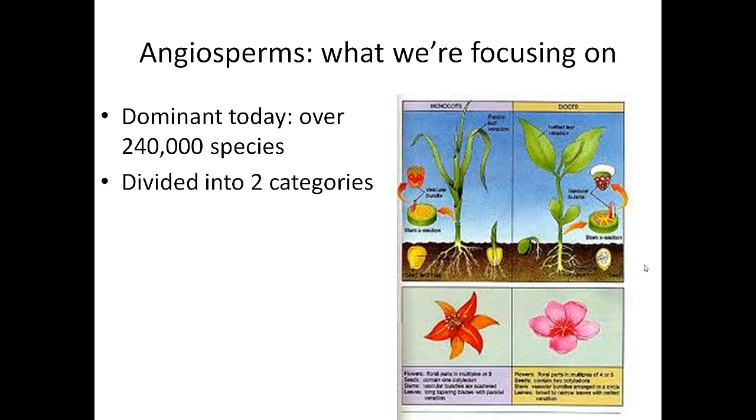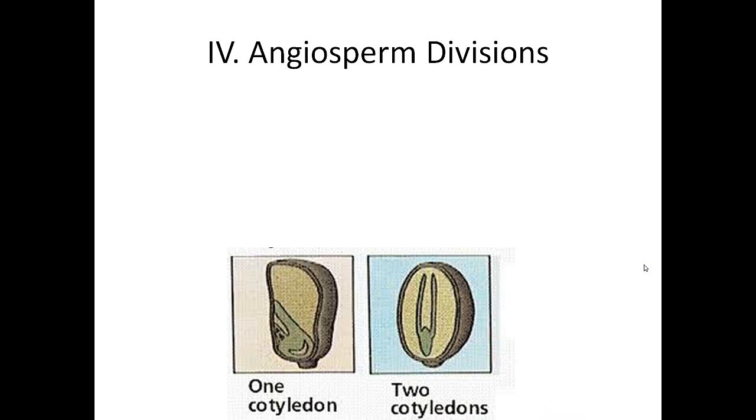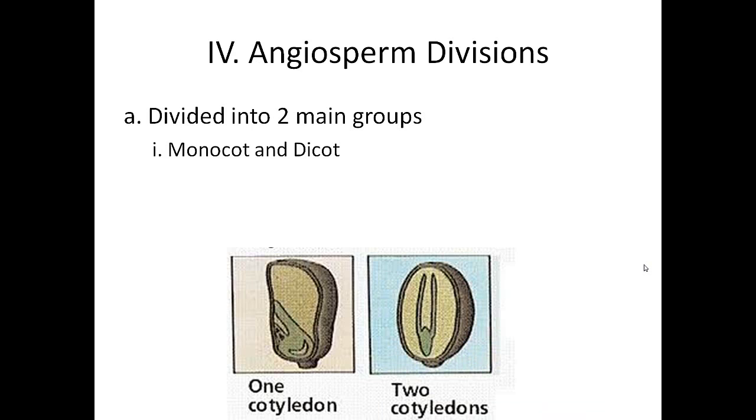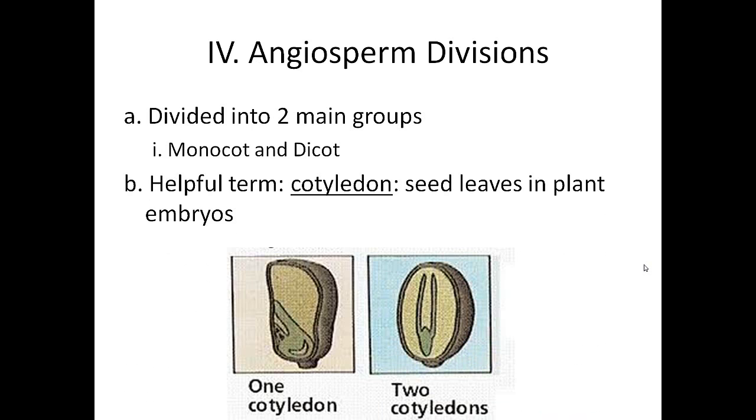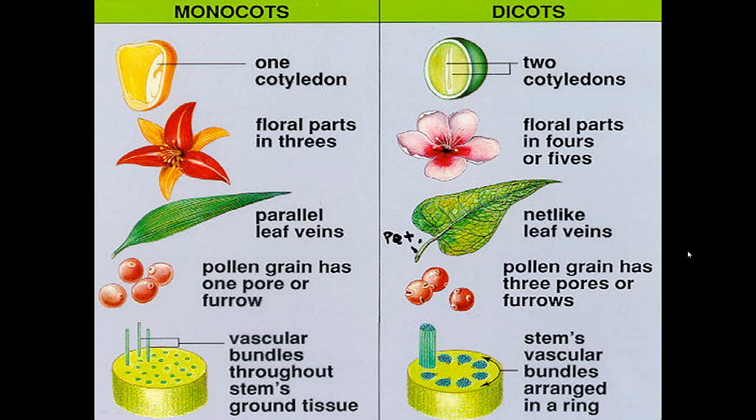We divide angiosperms into two groups. We have monocots and dicots. One thing to know, in the word monocot and dicot, you see the ending cot. Cot stands for cotyledon. And cotyledon is, if you look in a seed, how many seed leaves does it have? So when the plant germinates, how many leaves does it end up with? Please fill in the chart about monocots versus dicots.